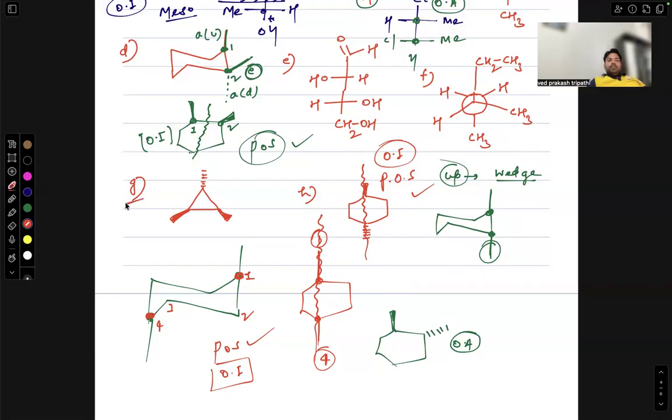What about the G? Yes, divisible into equal halves, plane of symmetry. So optically inactive. Make sense?